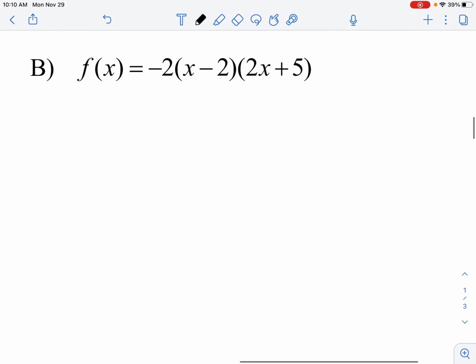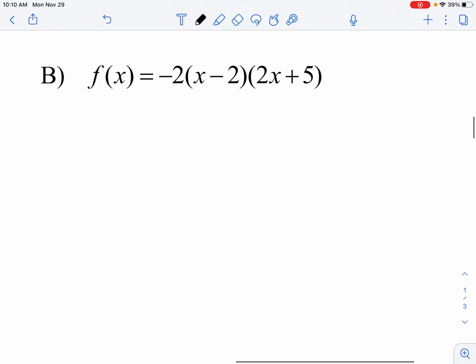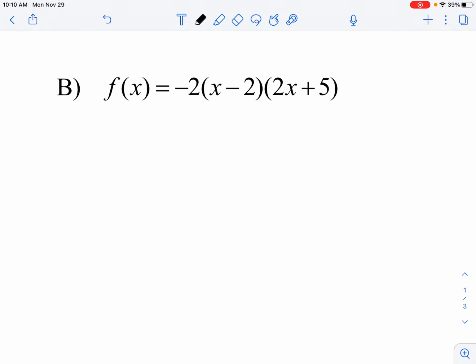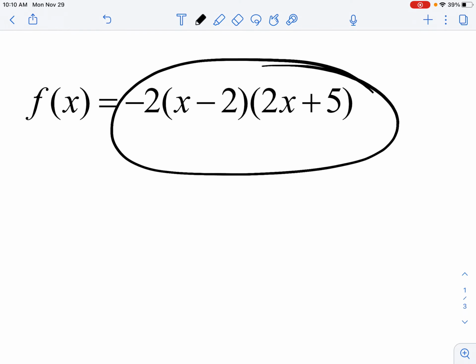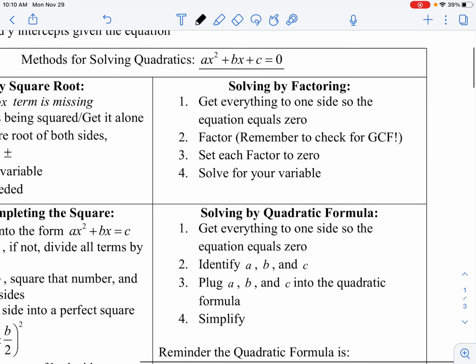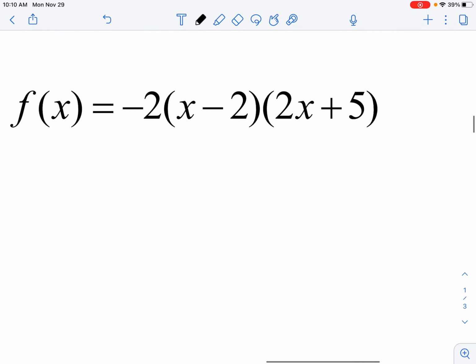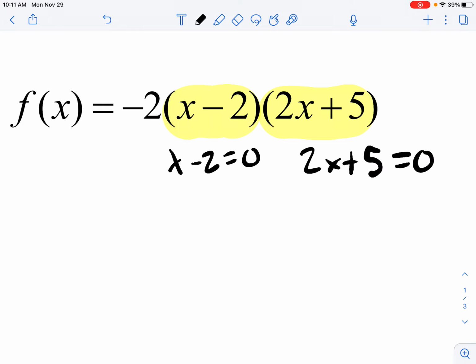Alright, let's do another. f of x equals negative 2 times (x minus 2) times (2x plus 5). Notice right here, this is already factored. This is if we had already factored and then we had parentheses times parentheses. At this point, we're on step 3 for solving by factoring. That's going to make life so much easier because then we set each factor equal to 0. Now remember, a factor is the stuff with x's. So we have x minus 2 equals 0 and 2x plus 5 equals 0.